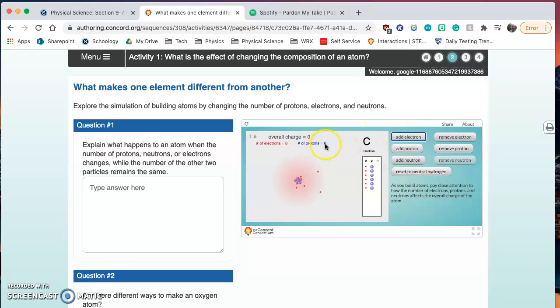So if I have an even number, 6 and 6, I have 6 positives and 6 negatives. Those are going to cancel out. As soon as I end up with more negatives, I have a net negative charge. So if I have 6 negatives and 7 positives, I have a net charge of -1. Likewise, if I have more positives, I'm going to end up with an overall net positive charge.